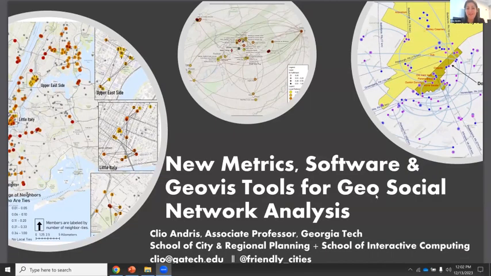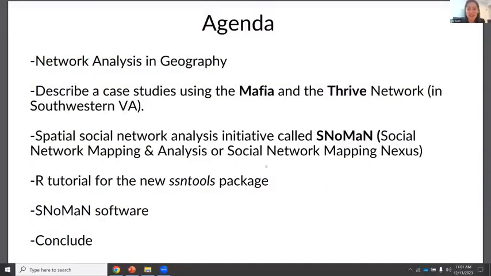Wonderful. Thank you so much for having me. My talk today is entitled New Metrics, Software, and Geovis Tools for Geosocial Network Analysis. I would like to thank all my co-authors who are part of this research. Today I'll describe two quick case studies. You may have seen some Mafia stuff before, so I'll mention that. And then the Thrive Network, which is in Southwestern Virginia.